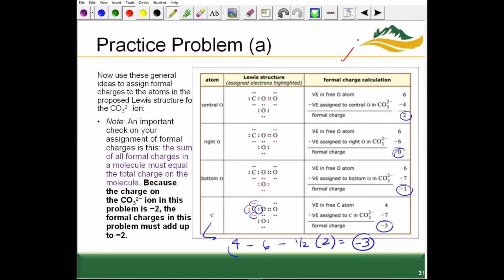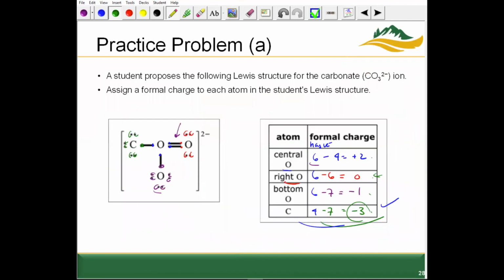It's definitely not an ideal Lewis dot structure because we have a lot of non-zero formal charges. The one thing we should check too is make sure all of our formal charges add up to the charge of a carbonate ion. So 2 and 0 is 2, -1 is +1. +1 minus 3 then is -2. So we do have these formal charges. They do add up to -2. So at least that does work out from this drawing.